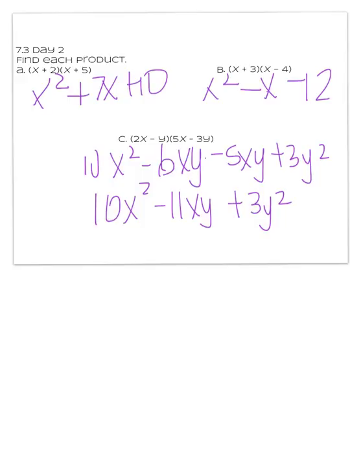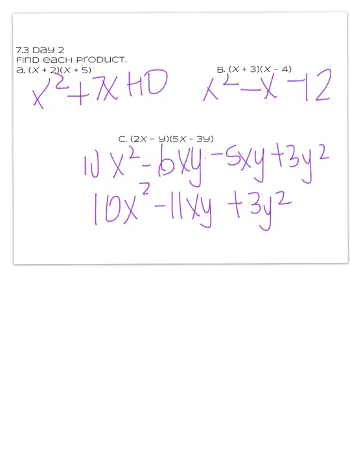For A, you should have x squared plus 7x plus 10. For B, you should have x squared minus x minus 12. And then for C, I showed my work of how I came up with it. So you should have started with 10x squared minus 6xy minus 5xy plus 3y squared. Make sure that you put these in alphabetical order to help you.